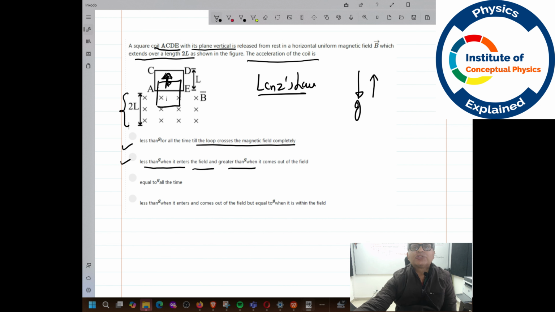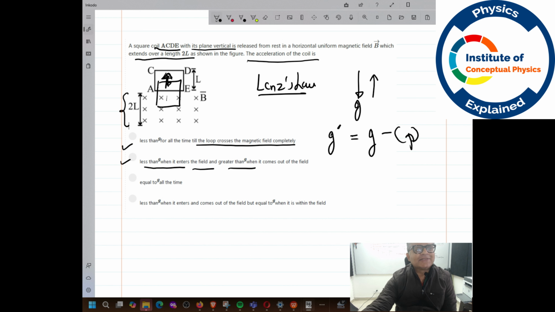Lenz's law will introduce a current, and the loop will experience a force BIL because of the induced current. So a potential will get created, current will start flowing, and the loop will experience an upward force, which means when it goes inside gradually, as it starts entering, the overall acceleration will reduce. When I say reduce, I mean it will be g minus the upward acceleration because of Lenz's law. So the overall acceleration will go down.